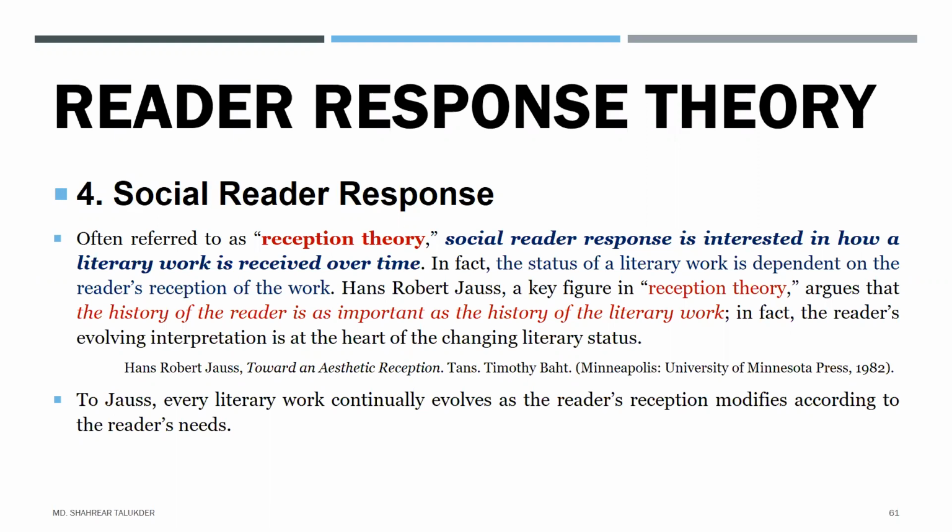In fact, the status of a literary work is dependent on the reader's reception of the work. That is the primary thing, how the reader has received the work. Hence, Robert Jones, a key figure in reception theory, argues that the history of the reader is as important as the history of the literary work. In fact, the reader's evolving interpretation is at the heart of the changing literary status.